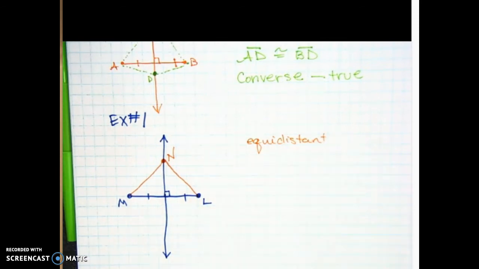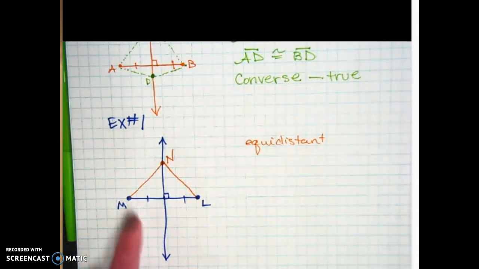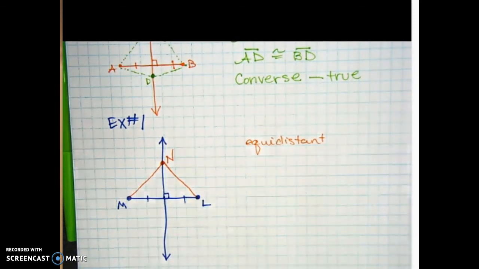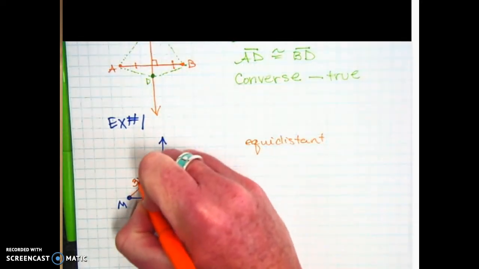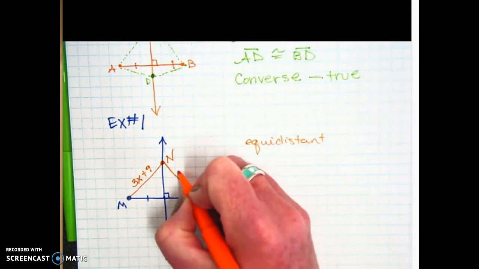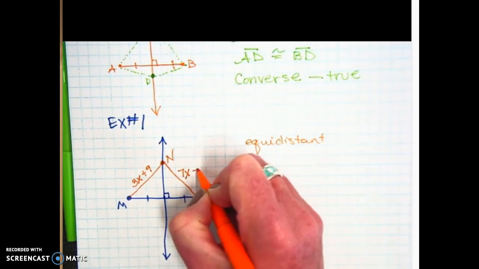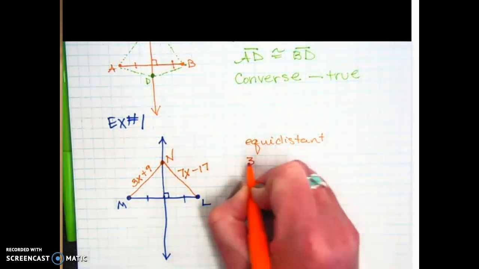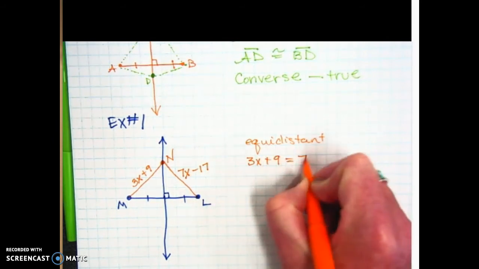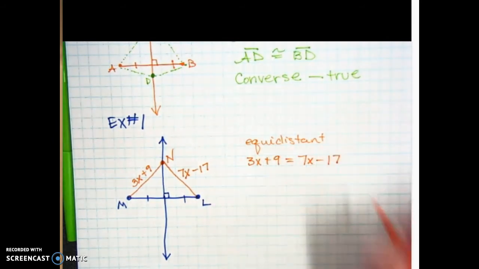And if the problem was super easy and said that MN was 5 inches, how long would LN be? 5 inches. But instead of just being an easy number, it's going to be an algebraic expression. It's going to be 3x plus 9, and it's going to be 7x minus 17. So we're going to take those 2 algebraic expressions and we're going to put a what in between them? Equal sign. So we're going to say 3x plus 9 equals 7x minus 17.